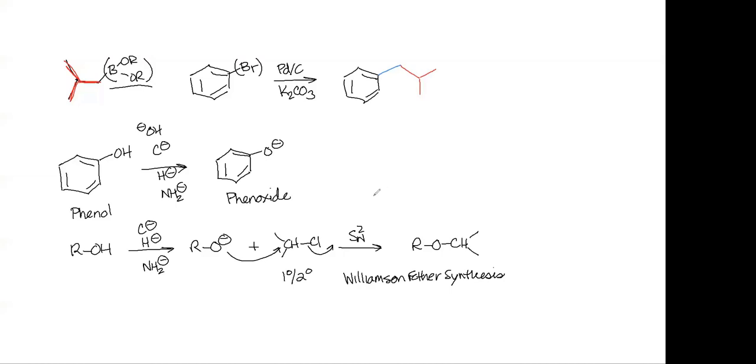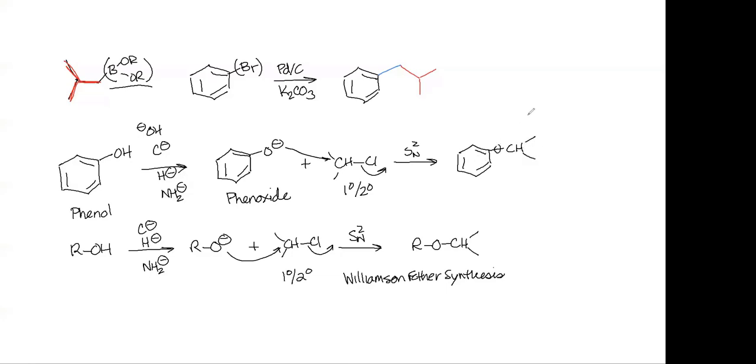And once I have the phenoxide, I have the same set of rules that I have for the alcohol or the alkoxide. In other words, I can react that with either a primary or a secondary halide, and it's still going to do an SN2 reaction. So the O minus is going to come in, add to the carbon, kick off the chlorine, SN2, so that I'm able to add my same alkyl group.